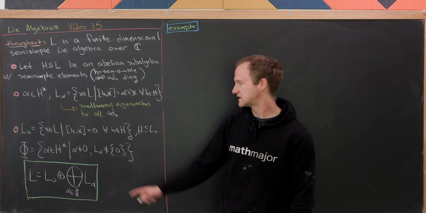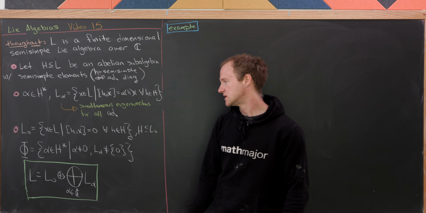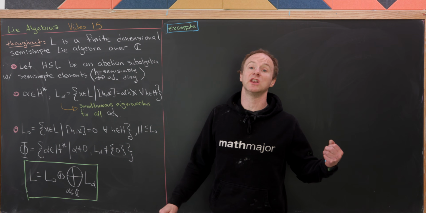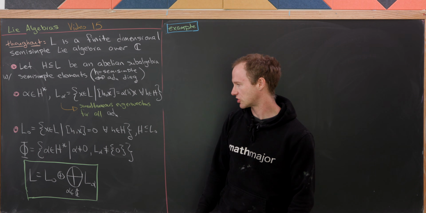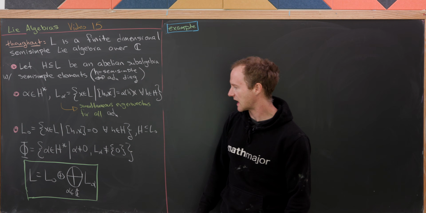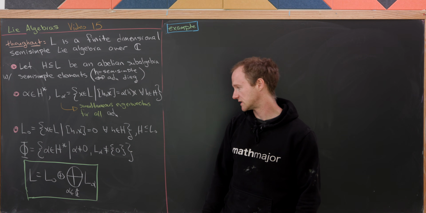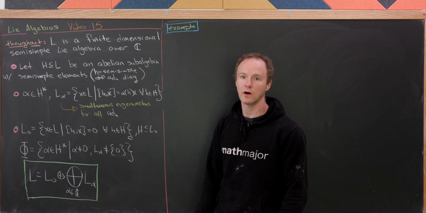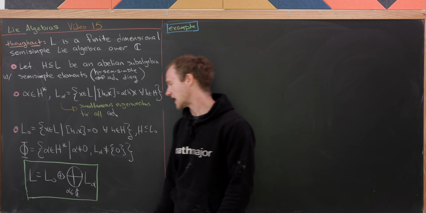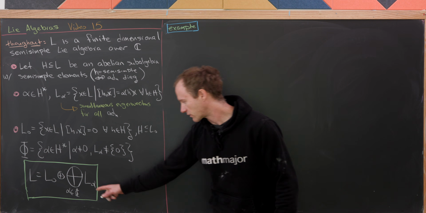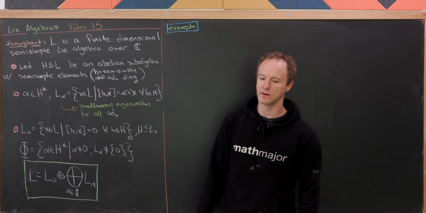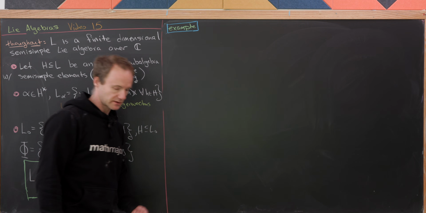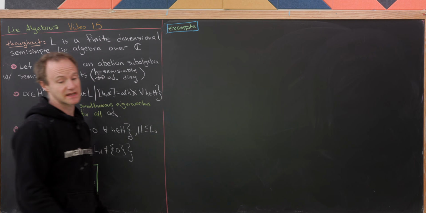Next up, let's define this capital Phi to be all of the non-zero weights. So in other words, we've got alpha in H star, where alpha is non-zero and L alpha is also non-zero. Then we can decompose L as L0 plus the direct sum over all of these L alphas. And this all follows from stuff that we did previously. Okay, so now let's look at a couple of examples.